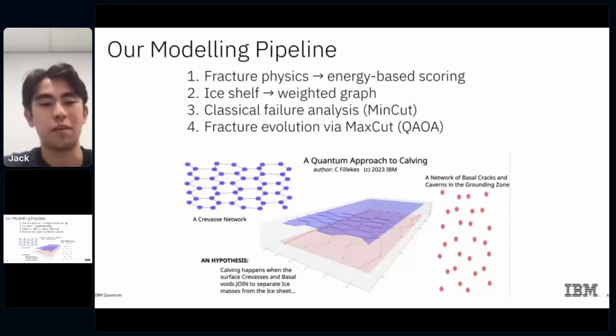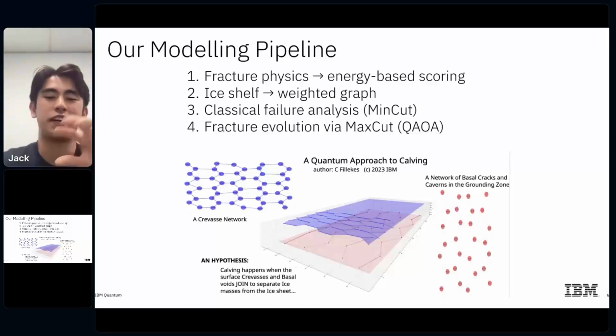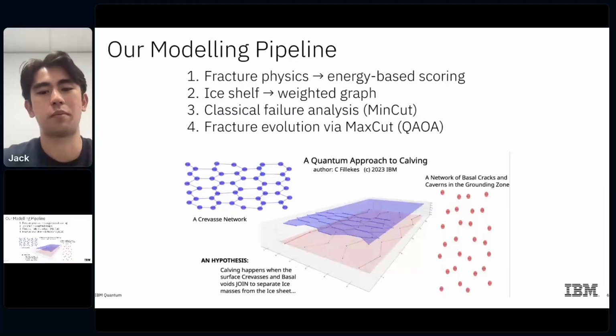This is our modeling pipeline. We start with the fracture physics, and we generate an energy-based scoring from that. Then we look at an ice shelf as an input that has fractures in it and turn that into a weighted graph. From that, we do some classical failure analysis using MinCut, and also fracture evolution via MaxCut QAOA, which is the quantum application here.